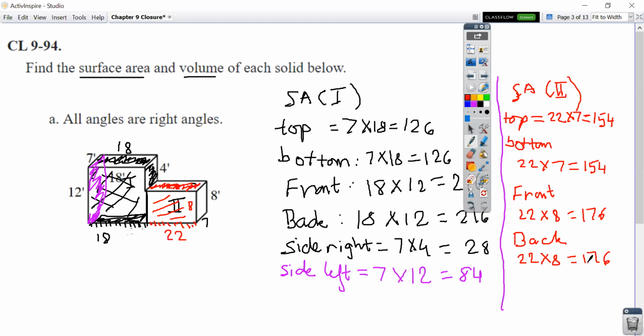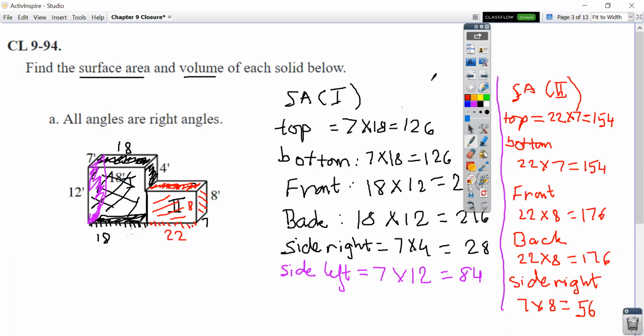Now, my side on the right. I take 7 times 8, 56 square units. Now, this side on the left, I cannot count it because it's attached to the first piece. So there is no side on the left because it's attached to this one. You cannot see it.